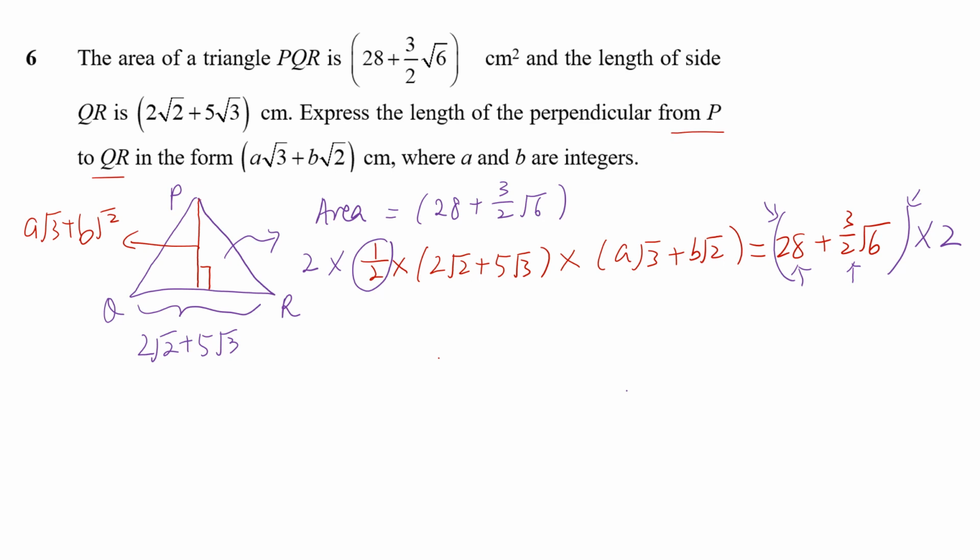Alright, so we have 2 times half, that gives you 1. Right, that gives you 1. 1 times 2 square root 2.